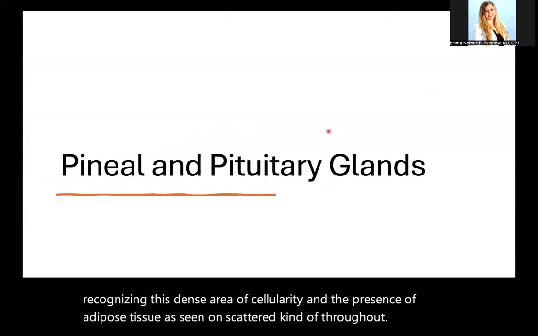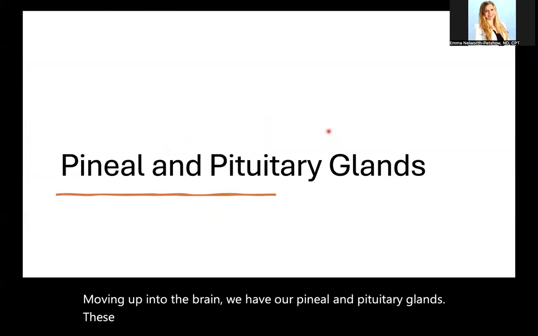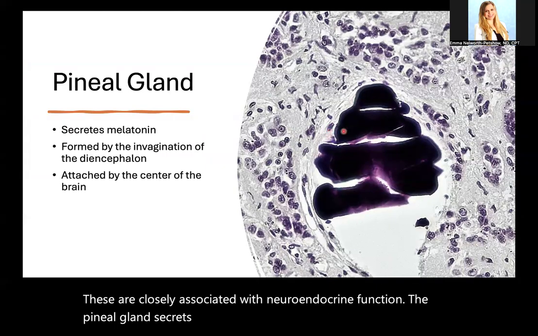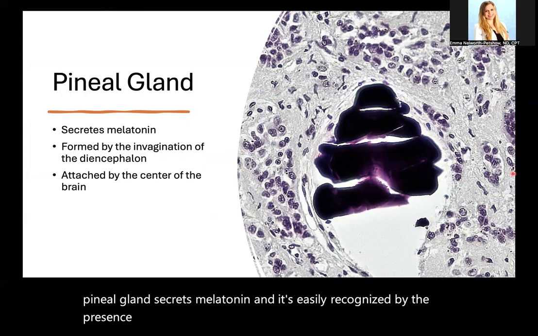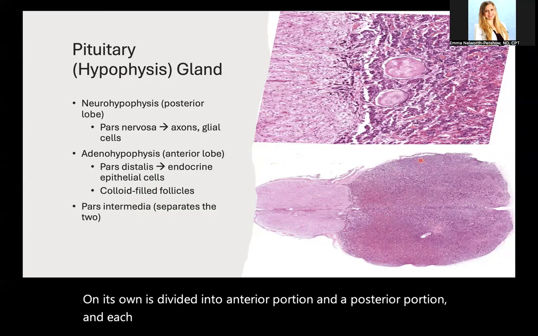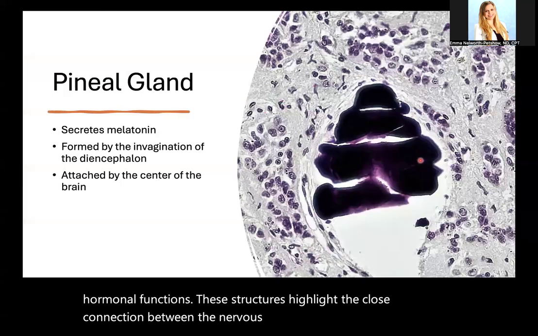Moving up into the brain, we have our pineal and pituitary gland. These are closely associated with neuroendocrine function. The pineal gland secretes melatonin, and it's easily recognized by the presence of calcifications, which are sometimes called brain sand. And the pituitary gland, on its own, is divided into an anterior portion and a posterior portion, and each of these portions has distinct cellular compositions and hormonal functions. These structures highlight the close connection between the nervous system and endocrine regulation.